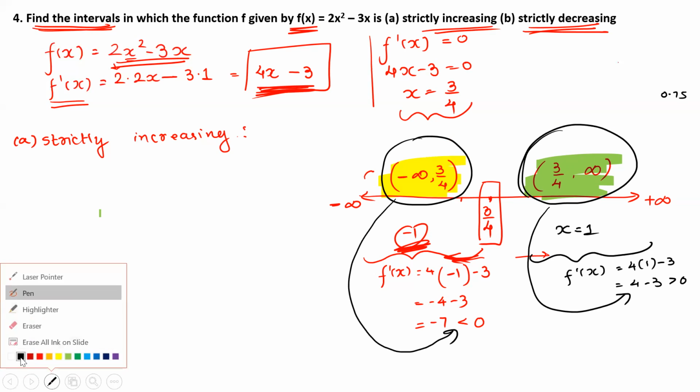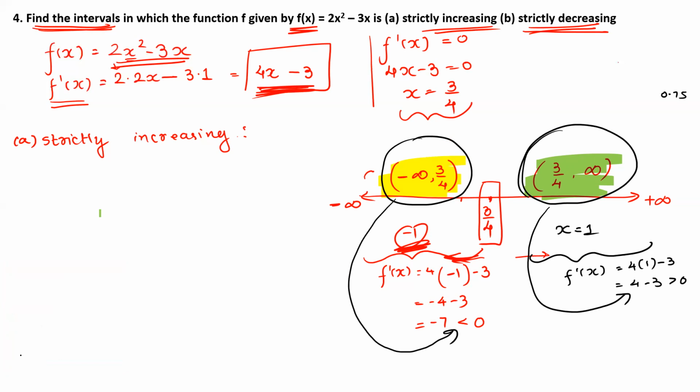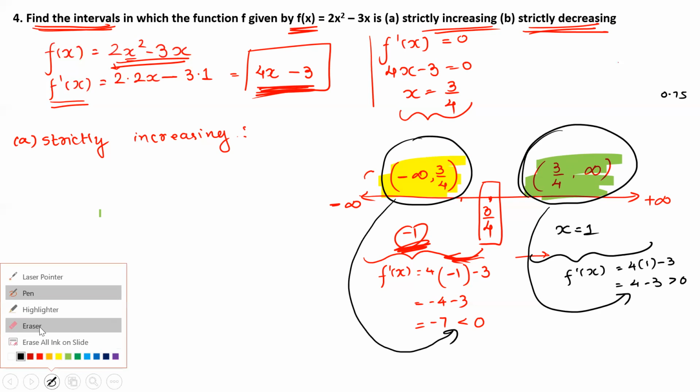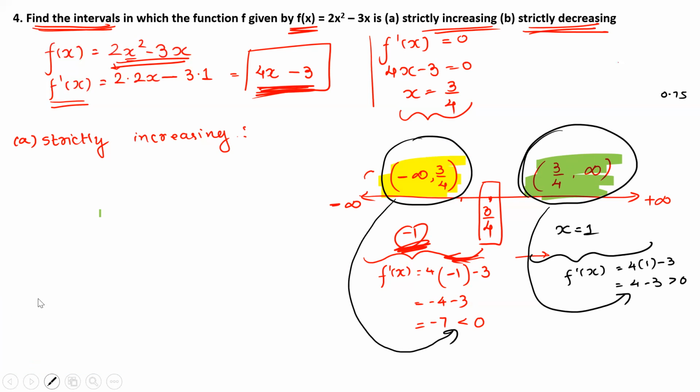Even I can show you one more method, which you will connect to very easily for this particular question, but later on you cannot use that method. That is why I showed this method first. What that method says is that if your function is increasing, then f dash x should be greater than 0. What is your f dash x? 4x minus 3.